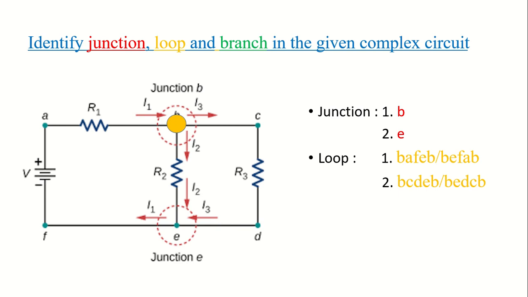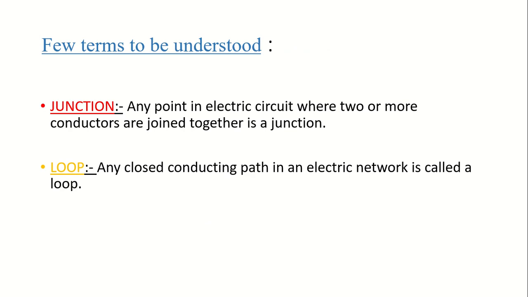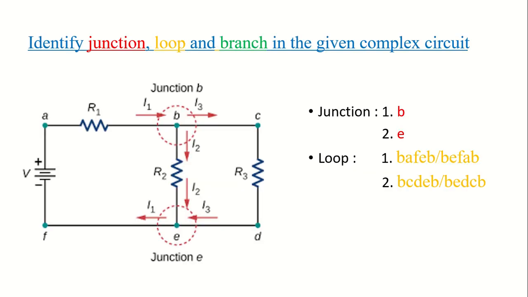Here we have seen the loops B, A, F, E, B and B, C, D, E, B. But you can take the loop in the reverse direction also, which is B, E, F, A, B. And the other loop, B, C, D, E, B, can also be taken in the reverse order, that is B, E, D, C, B.